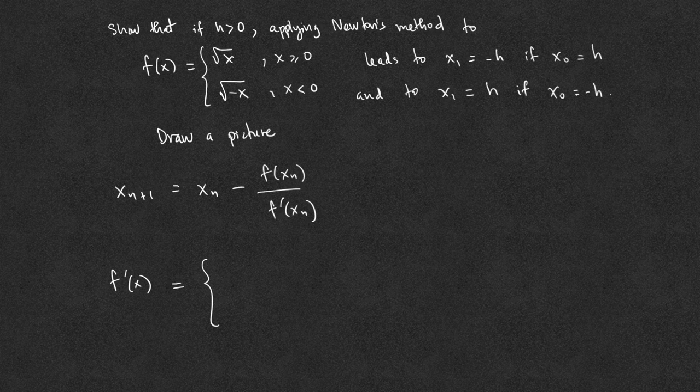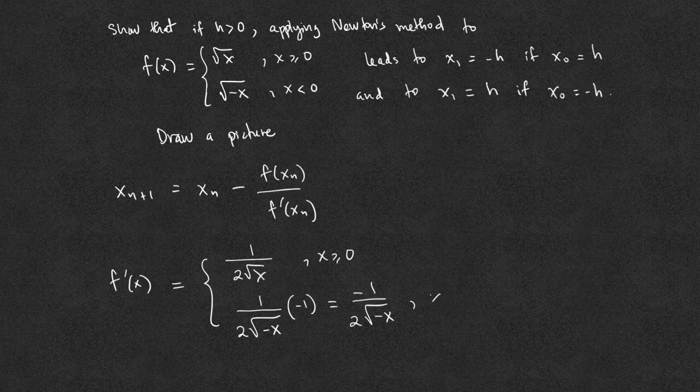The derivative of the square root of x is 1 over 2 root x for x greater than or equal to 0. The derivative of the square root of negative x is 1 over 2 root negative x as an input, still times the derivative of the inside function, which is negative 1. So this is negative 1 over 2 root negative x for x less than 0.